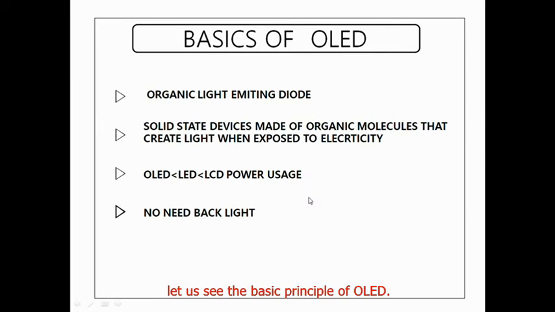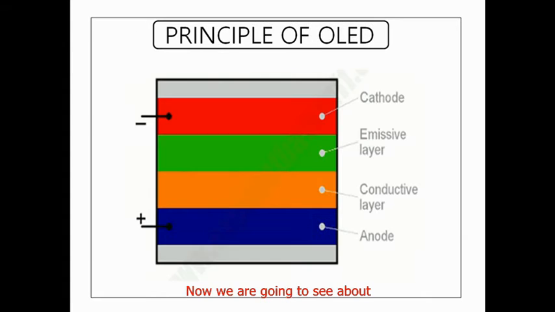Next, let us see the basic principle of OLED. Now we are going to see the principle of OLED. The electrons move from the cathode to the emissive layer and the holes move from the anode to the conductive layer, and they recombine to produce photons. This is the principle used to emit light in OLED. So I'll repeat.